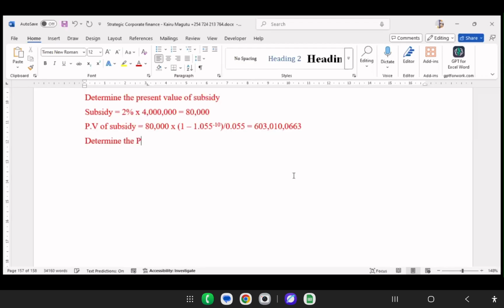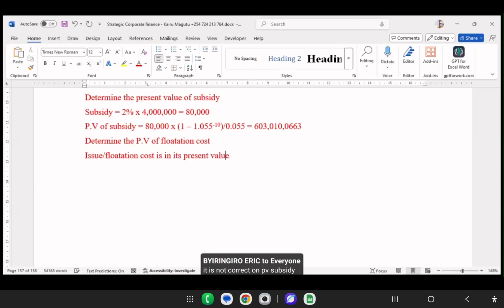Then we determine the present value of flotation cost, the issue cost. The issue or flotation cost is in its present value since it is incurred in year 0.